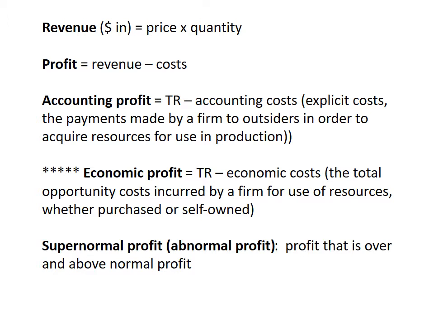And you'll remember the example that we looked at where someone had a building and they were deciding to use it themselves, but they could have rented it out. That's part of opportunity cost because it's something that's self-owned. They're not actually paying themselves to use the building, but they're giving up the rent that they could have had had they chosen to rent out the property. Then you'll hear the term supernormal profit or abnormal profit, and that's a profit that's over and above normal profit, and you'll see it in the upcoming diagrams.